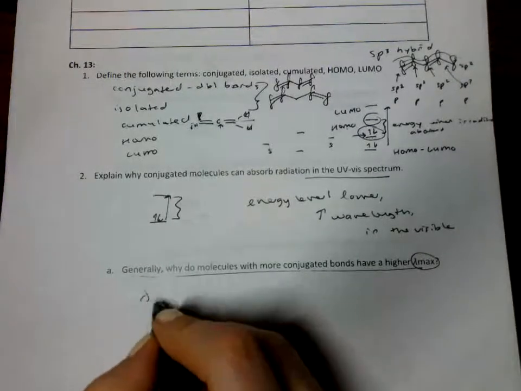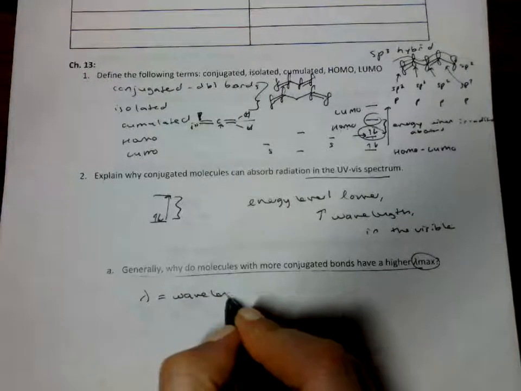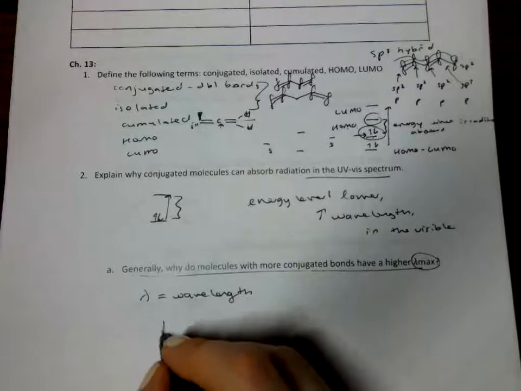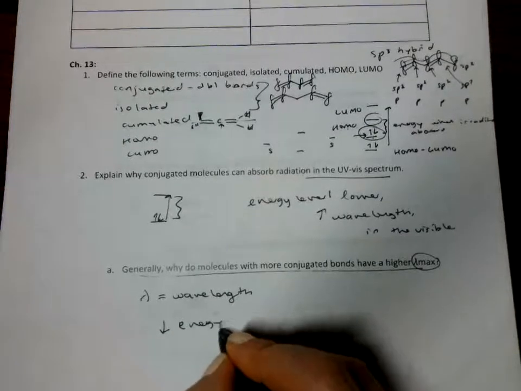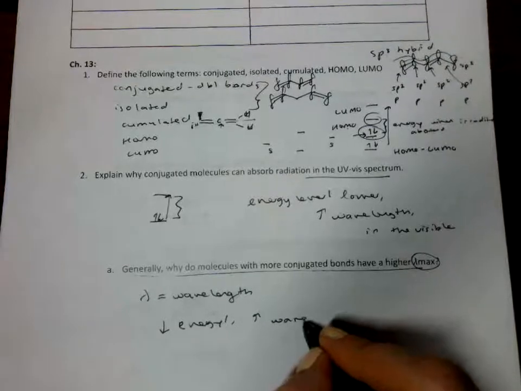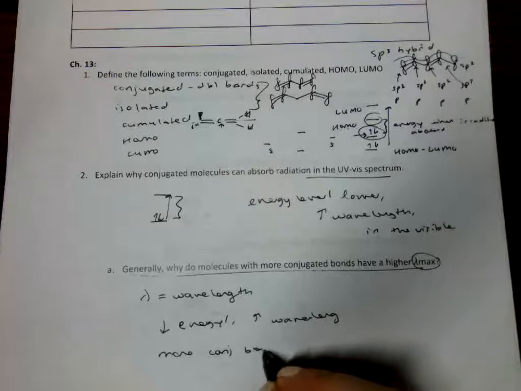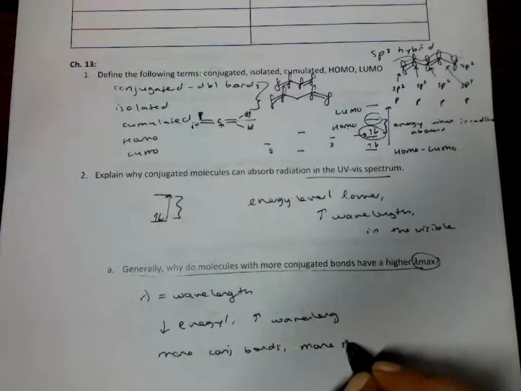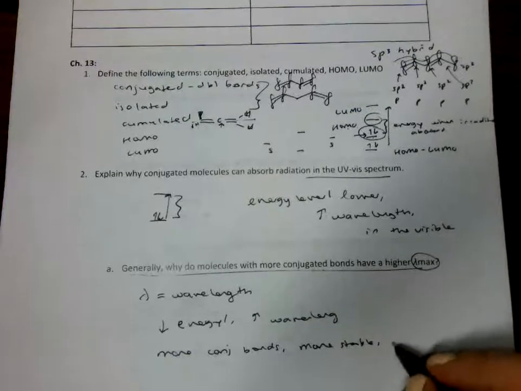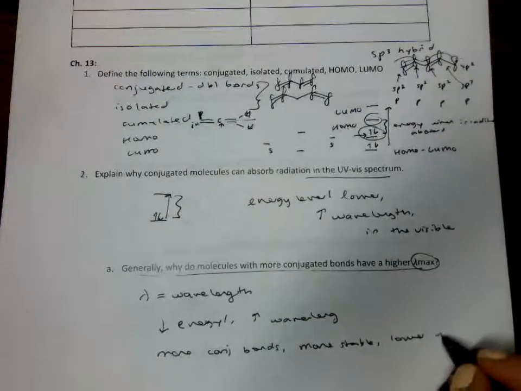So lambda max is actually wavelength, and I learned about this in quant and instrumental analysis. If you go on in more chemistry or physics, you'll learn more about this. But lambda max is wavelength, and if you have a lower energy, you'll have a higher wavelength. So the more conjugated bonds, more stable, lower energy, higher wavelength.